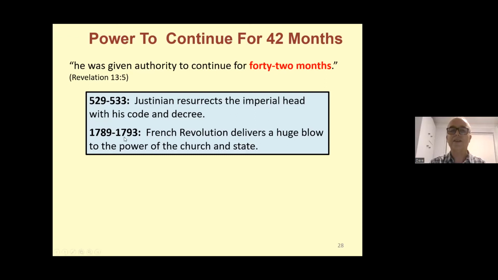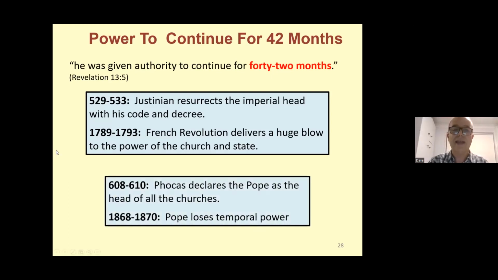But in 1789 to 1793, during the French Revolution, the papacy was delivered a huge blow. And that was delivered not only to the papacy, but to the state as well. Oh, so not to the monarchy, rather to the head of state. In 608 to 610, Phocas declared the Pope as the head of all the churches. And in 1868 to 1870, the Pope loses temporal power. These are 1,260-year periods, which the power was to continue for 42 months.